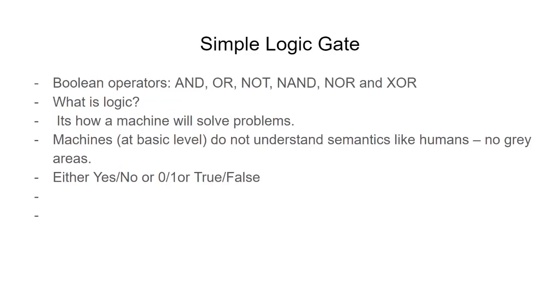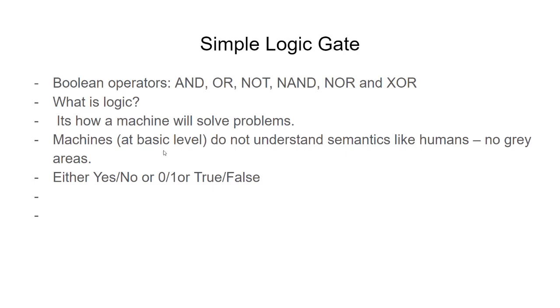Now, simple logic gates. There is a term over here, Boolean operators. Boolean operators are AND, OR, NOT, NAND, NOR, and XOR. This is basically what we are talking about right now, Boolean operators. So it's basically logical operators.